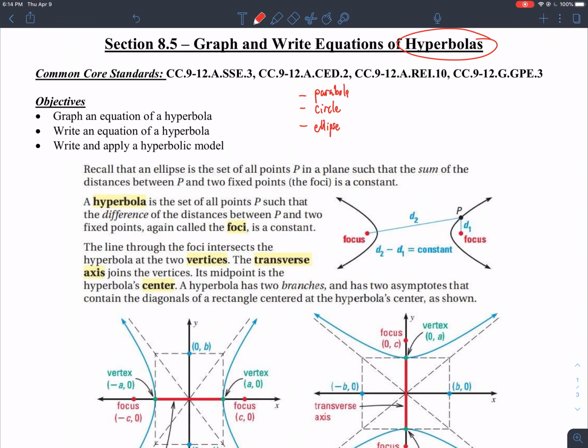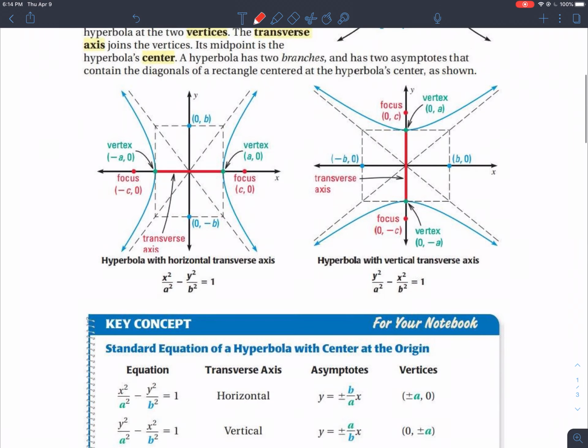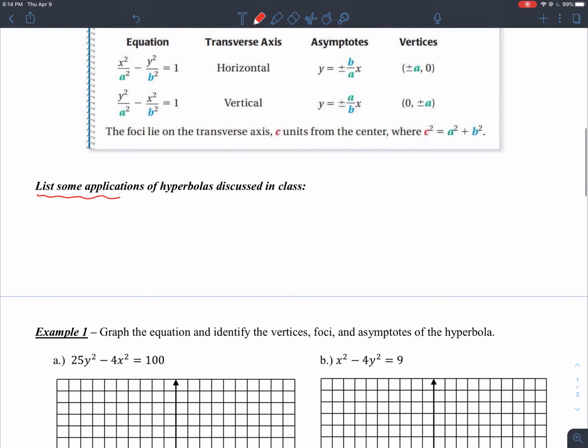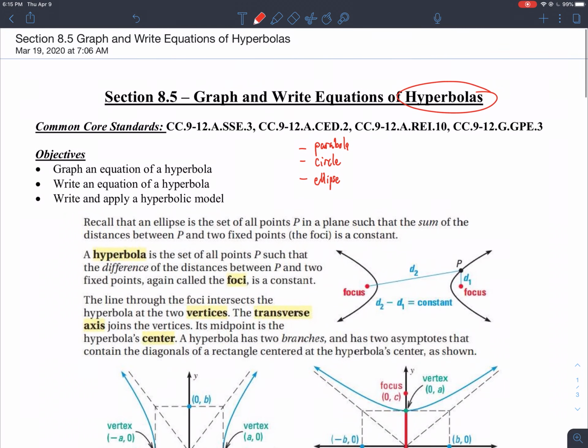rules and equation. Okay. And I will say this, you'll see down here on the note sheet, I say list some applications of hyperbolas discussed in class. Obviously, we're not in class. All four of these conic sections really are amazing gifts to us to be able to understand the world and the structure of certain things. They're used for so many things. I think I discussed a few of the uses of a parabola with you. Not so much a circle, not so much an ellipse. And I'm not going to talk about hyperbolas in this video.